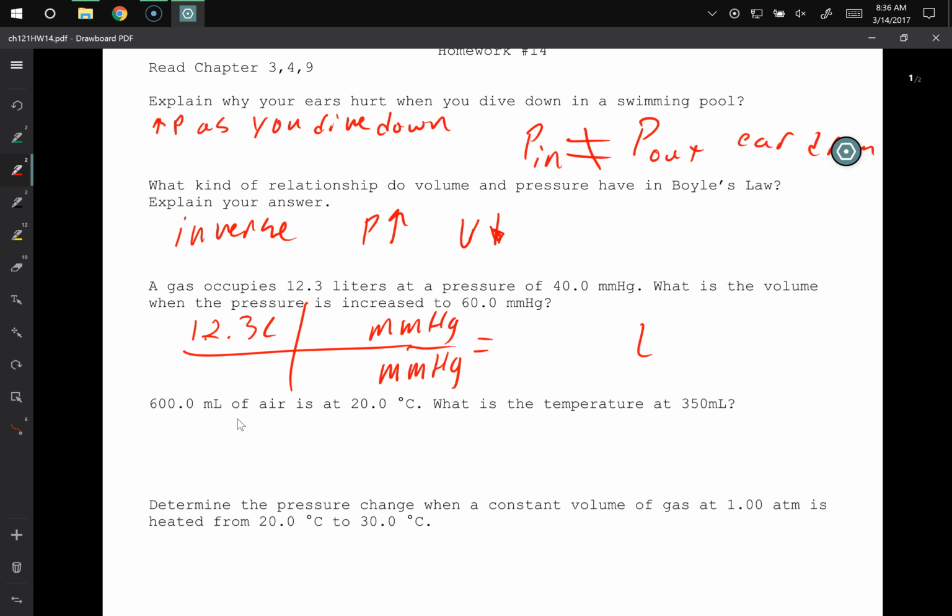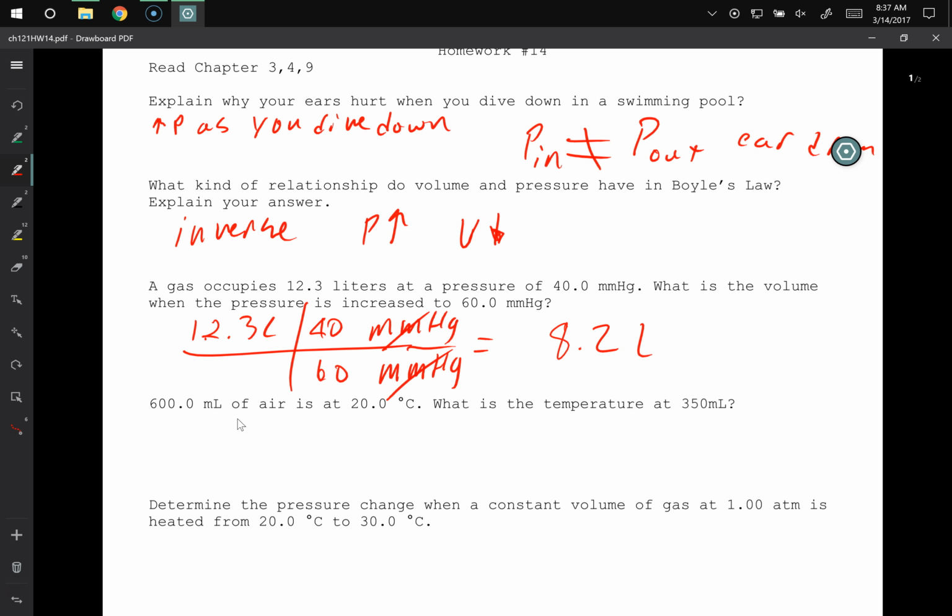Okay, so what did I do to the pressure? Pressure went up. So what's the increase in pressure going to do to the volume? It's going to make it go down, right? So my volume is going to go down. I increase the pressure on this object, this balloon or whatever, and the thing gets smaller. So how do I arrange the 40 and 60 to make the 12.3 become a smaller number? Yep, so I'll put 40 here, and I'll put 60 here. The millimeters cancel out, and the 12.3 becomes 8.2 liters. Okay.